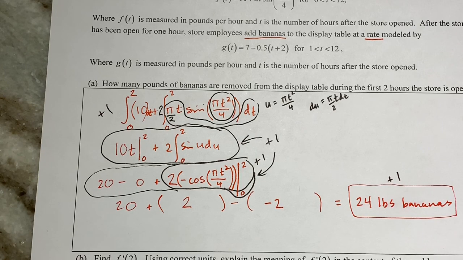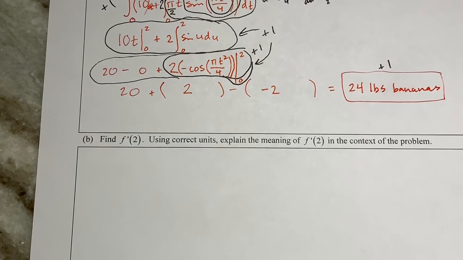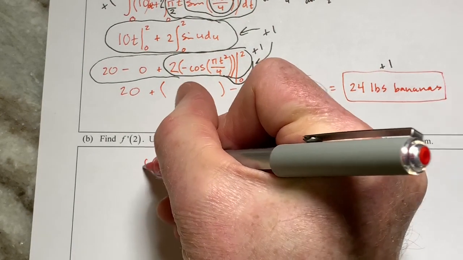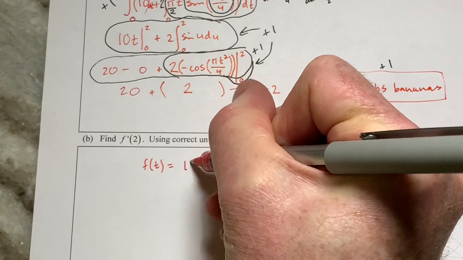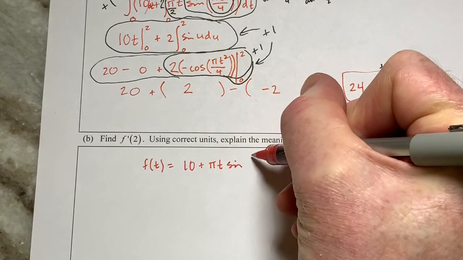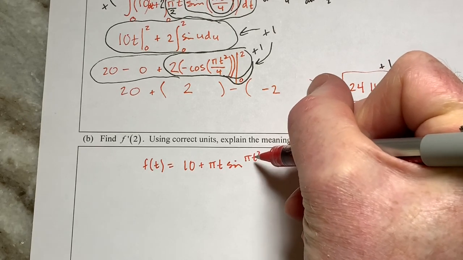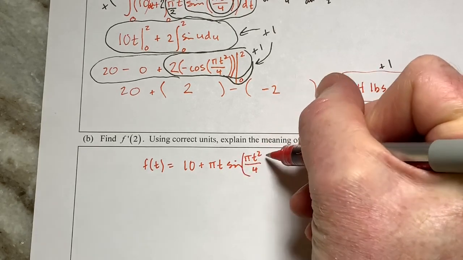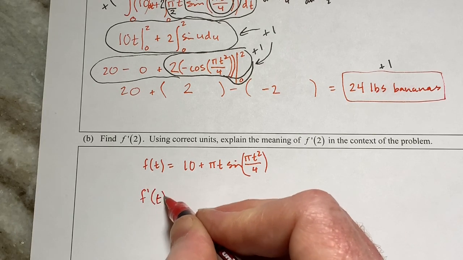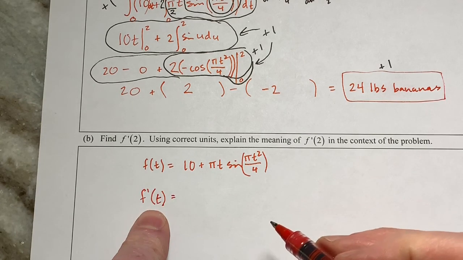Okay, part B, it says find the derivative of the function f at 2. All right, so that should be right in our wheelhouse. The derivative of f, if f of t is 10 plus pi t sine of pi t squared over 4, if that's my function, I'm going to want to take the derivative of that function, and this is with respect to time.